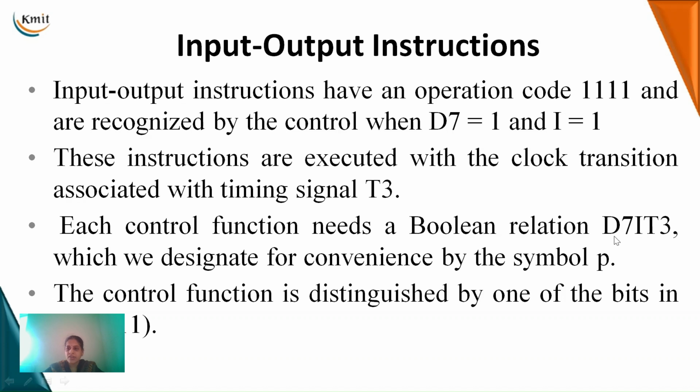In case of register reference, the Boolean relation is D7 I' T3, because I is going to be 0 in that case. Here I is 1, so it is represented as I. This Boolean relation, by convenience, we call it small p.